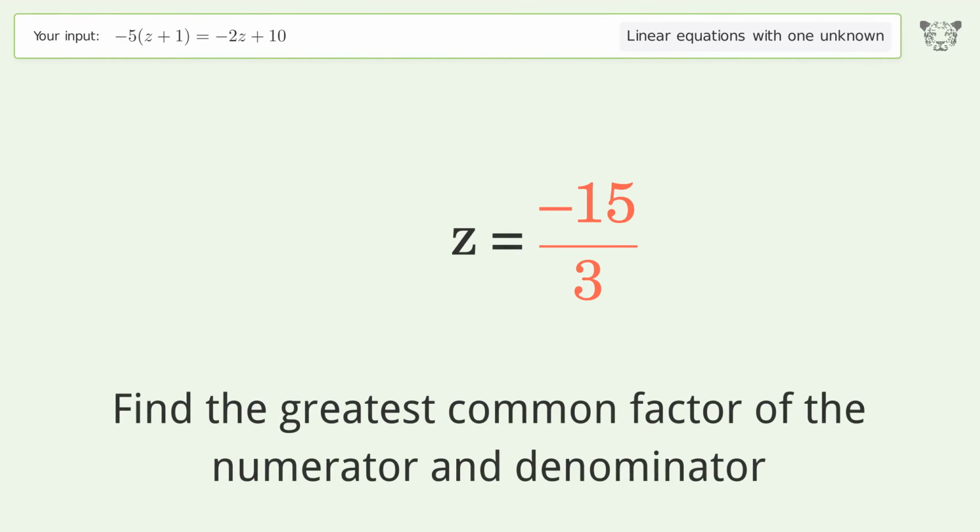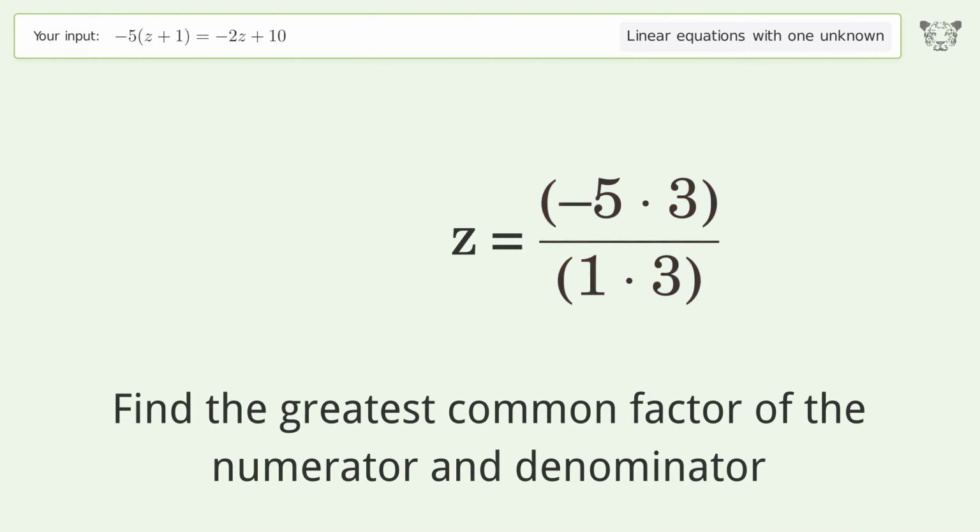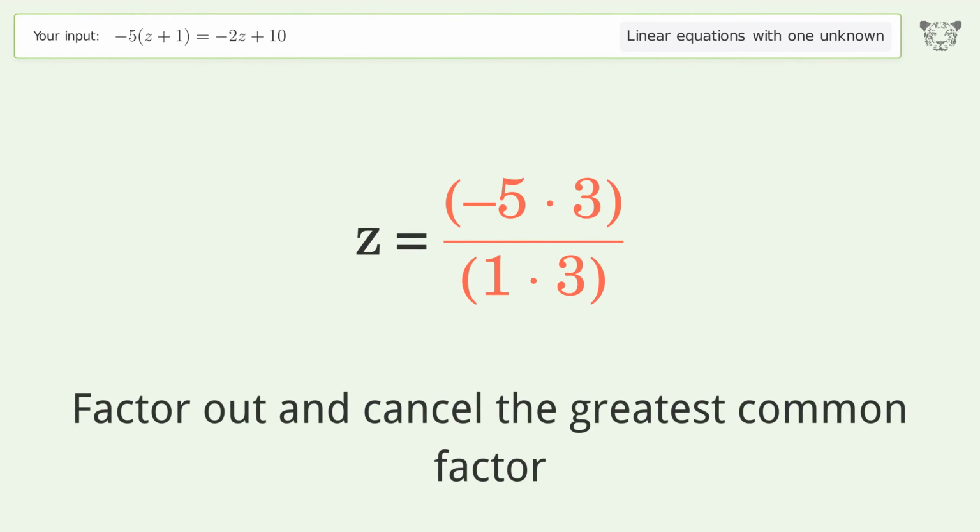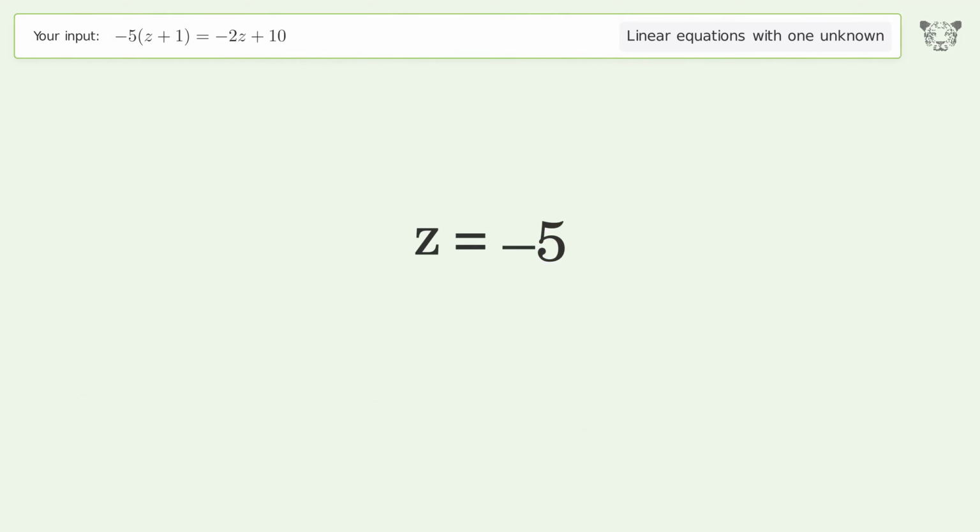Find the greatest common factor of the numerator and denominator. Factor out and cancel the greatest common factor. And so the final result is z equals -5.